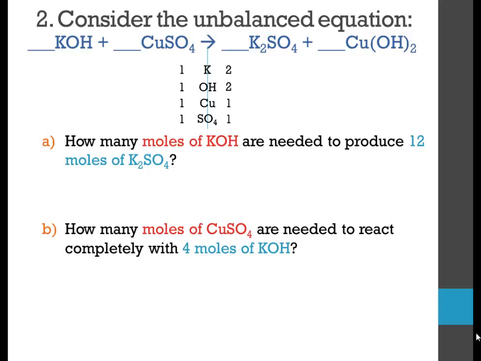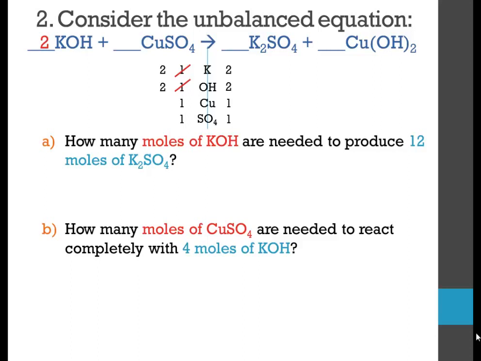So right away it should be very obvious how we're going to need to balance this. I have 2 potassium and 2 hydroxide on the product side of the reaction, and only 1 of each on the reactant side. So if I put a 2 in front of the reactant KOH, that's going to change the number of potassium and the number of hydroxide to 2. So at this point, we've got the same of each thing on both sides of the arrow, which means that we're balanced. Now we can get down and do some stoichiometry.